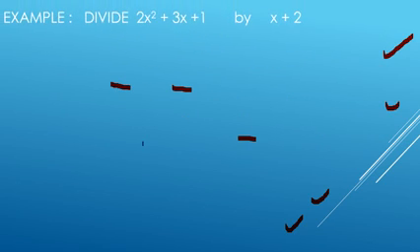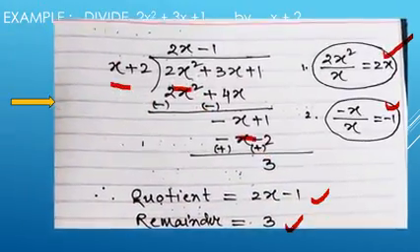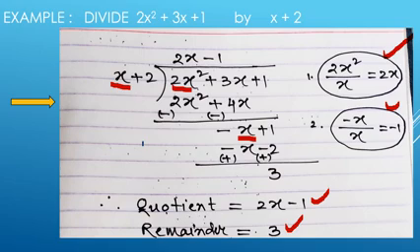Let us learn this division algorithm of polynomials by taking this example. Divide 2x square plus 3x plus 1 by x plus 2. Here the dividend is a quadratic polynomial and the divisor is a linear polynomial. Now let's see the algorithm here. In this slide, 2x square plus 3x plus 1 is the dividend and x plus 2 is the divisor.